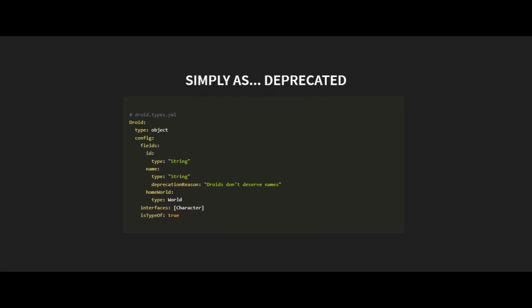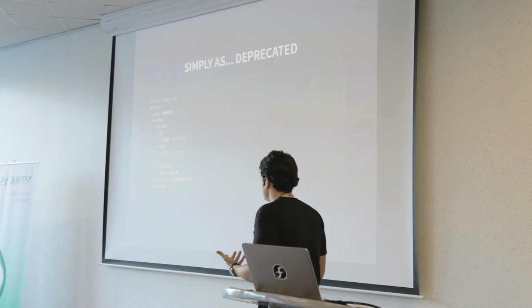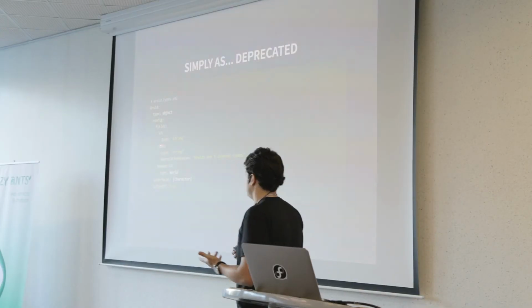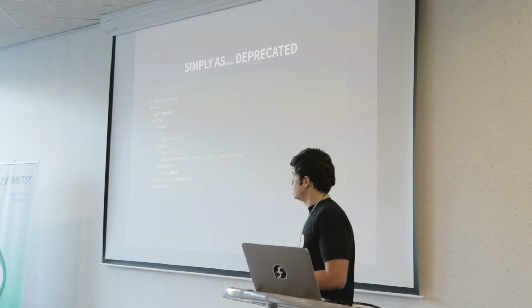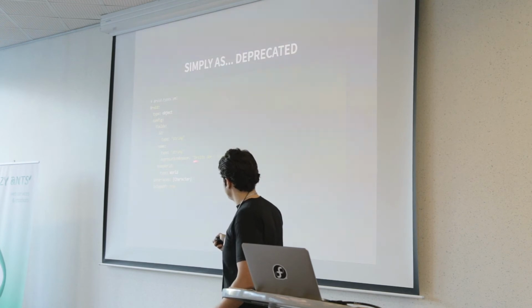So GraphQL has a different approach, which is deprecating fields. So you just come and say, hey, maybe I want to remove the name. Droids don't deserve names because they are machines. They should only use IDs. So then we just say deprecation reason.